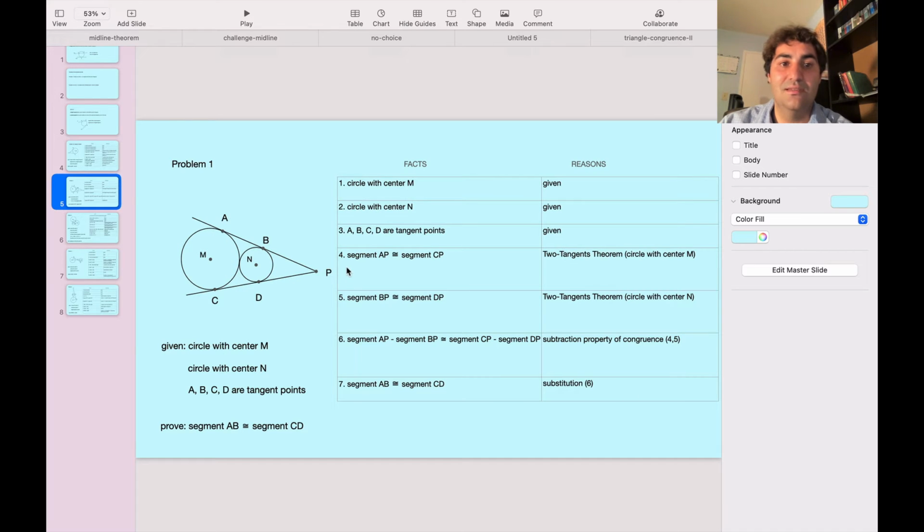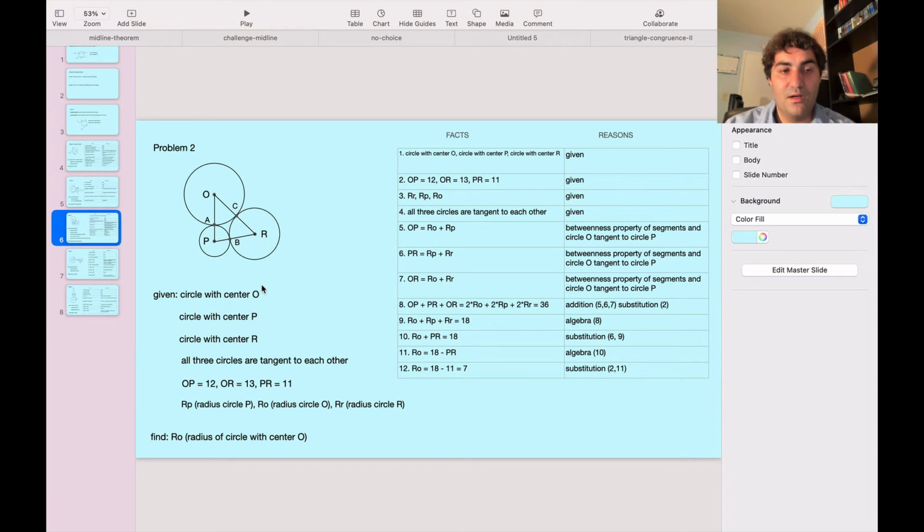By the two tangents theorem, we know that segment AP is congruent to segment CP, so I'll write that down. Now let's pretend that circle M doesn't exist, so you just have circle of center N, and therefore we know that segment BP is congruent to segment DP. Since we know these two facts, we can subtract what we have in statement 5 from what we have in statement 4, and then we substitute and get segment AB is congruent to segment CD.